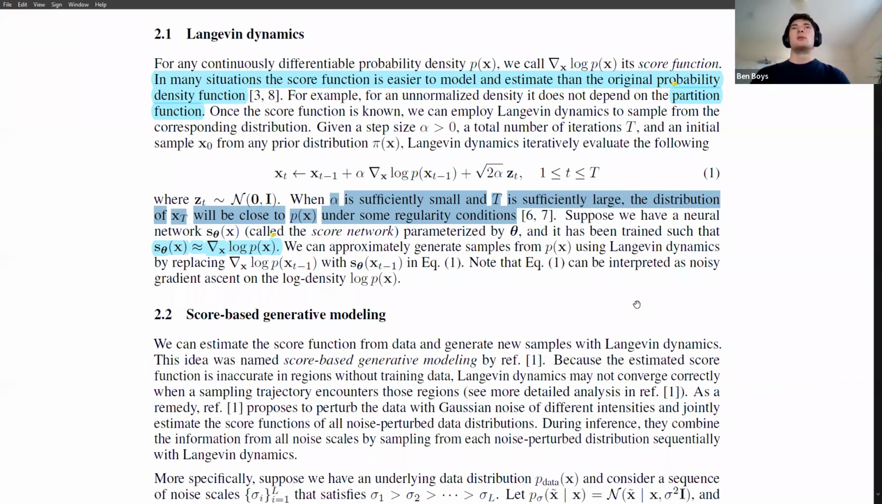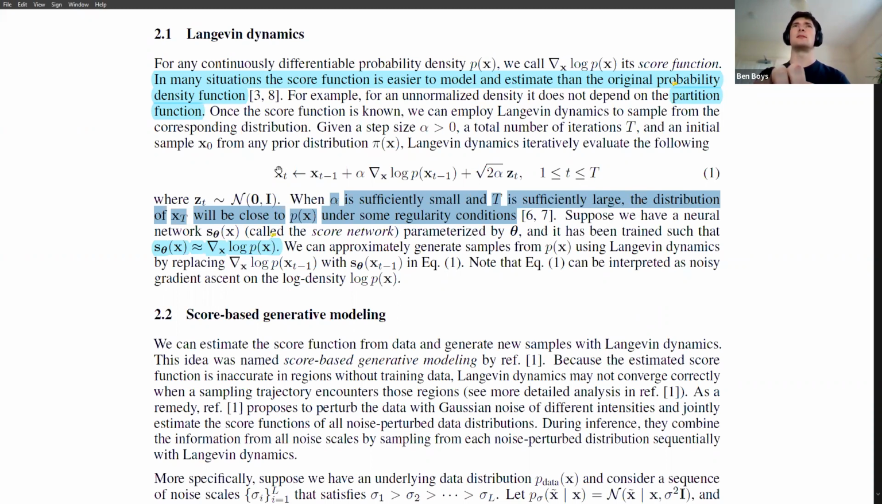Yeah, so I think there's two questions here. So Arvid's question, what value of alpha to choose? So essentially it's as small as possible, because when alpha is sufficiently small and T is sufficiently large, i.e. like the smaller alpha is, the less discretization error in the discretized Langevin dynamics. Okay.